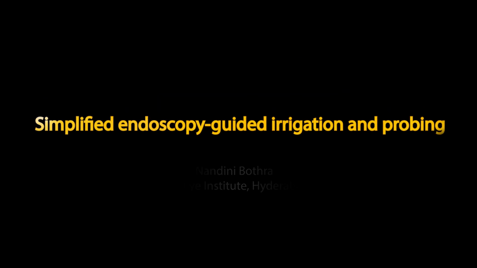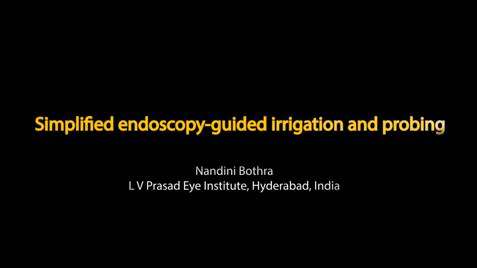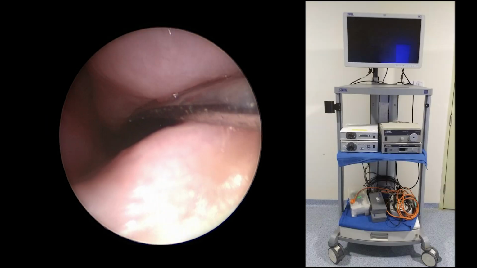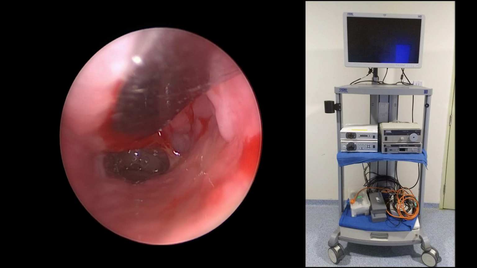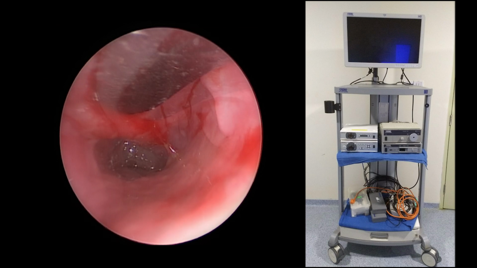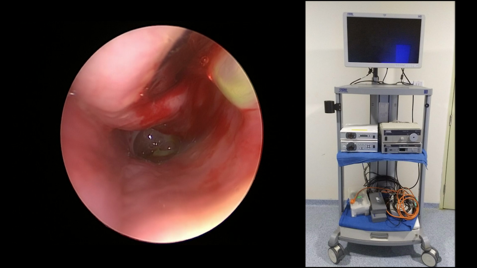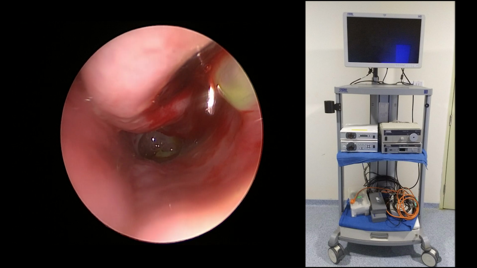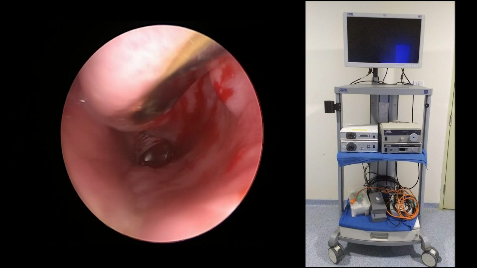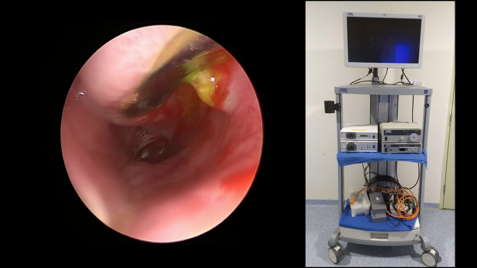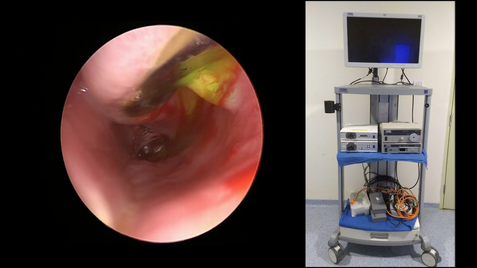Endoscopy guidance has enhanced our understanding of the anatomy, physiology, and pathology of lacrimal disorders. The development of endoscopic techniques has contributed to the development of minimally invasive lacrimal procedures, and congenital nasolacrimal duct obstruction is not an exception. So let us go through the procedure of irrigation and probing under endoscopic guidance.